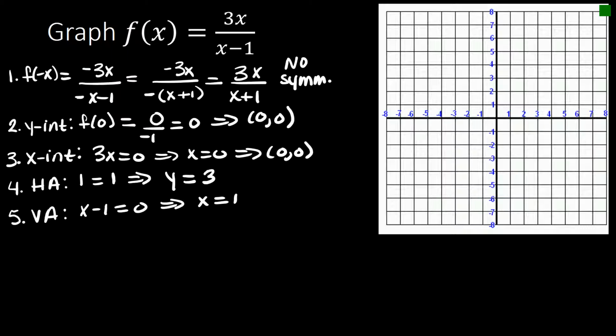So let's go ahead and plot what we have here. We have a vertical asymptote of 1. We have a horizontal asymptote of 3. And we have an x and y intercept of the origin. So with that, on the left side of our vertical asymptote x equals 1, we have that x and y intercept. So we can go ahead and we can draw our graph.